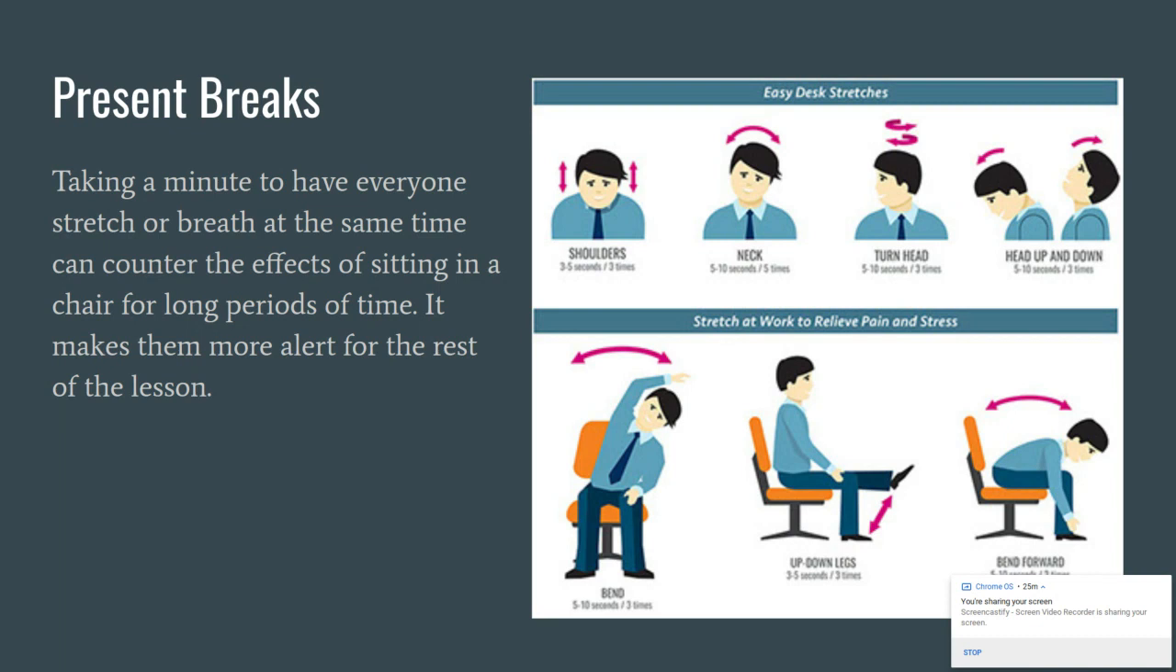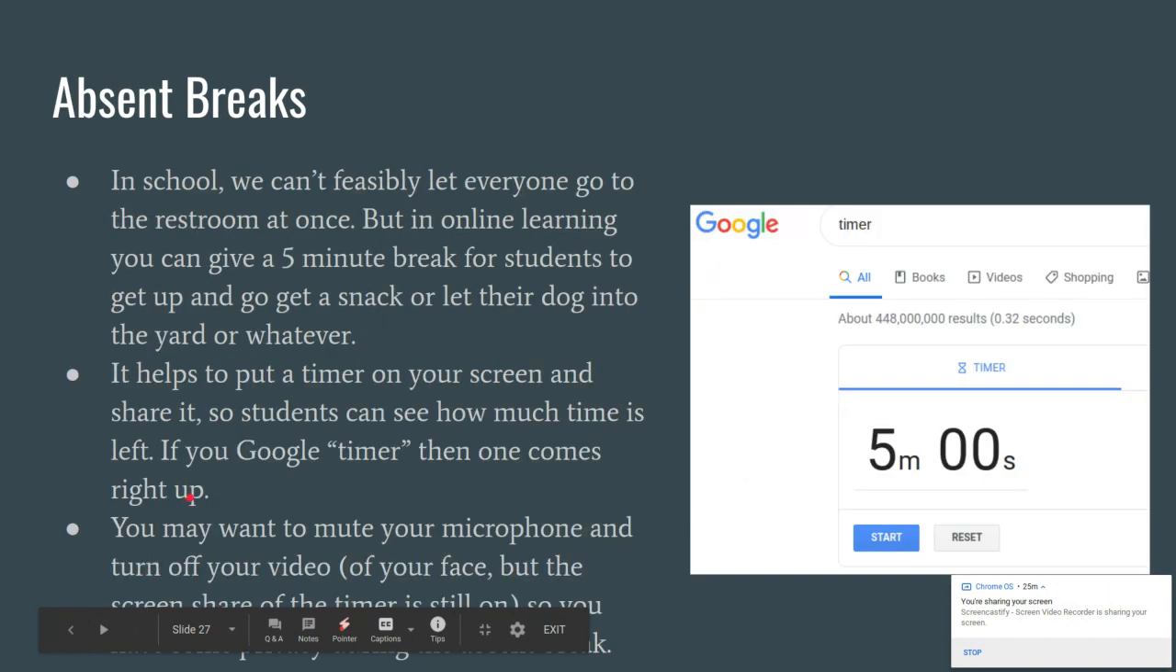So having some present breaks, like, okay everybody, let's just take a minute to stretch. Let's put our hands in the air. Let's breathe in. Let's breathe out. And that will immediately get them to have more energy and be more engaged after that. So if you find that everybody's drifting away, it's good to have a quick 1 or 2 minute present break. And then also put in absent breaks.